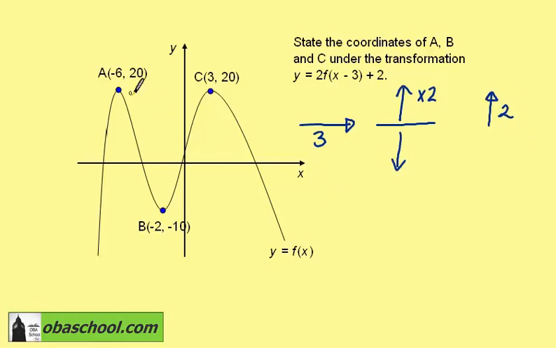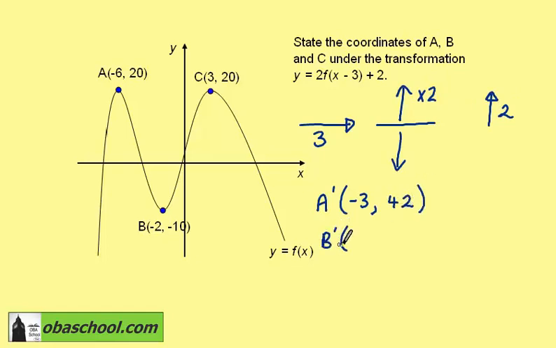Look at each point. If we look at A, we shift 3 units to the right, which means the x-coordinate becomes minus 3. For the y-coordinate, we need to move twice as far away, so we move to 40, and then a further 2 upwards is 42.